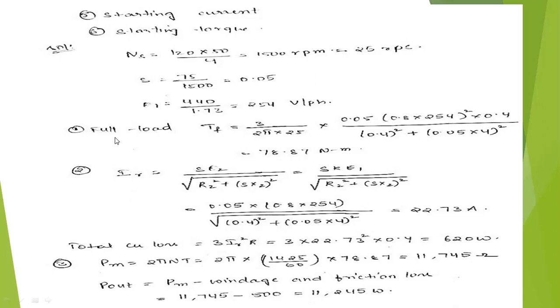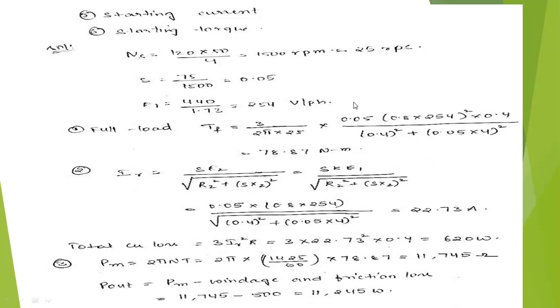And next, full load. What is the full load torque? Actually, you know that full load torque is 3 by 2 pi NS into s E2 square R2 by R2 square plus (s X2) square. That is the formula. Okay, so see here. In the full load, we have to substitute the value of full load slip. In the maximum torque, we have to substitute the slip value, maximum slip.